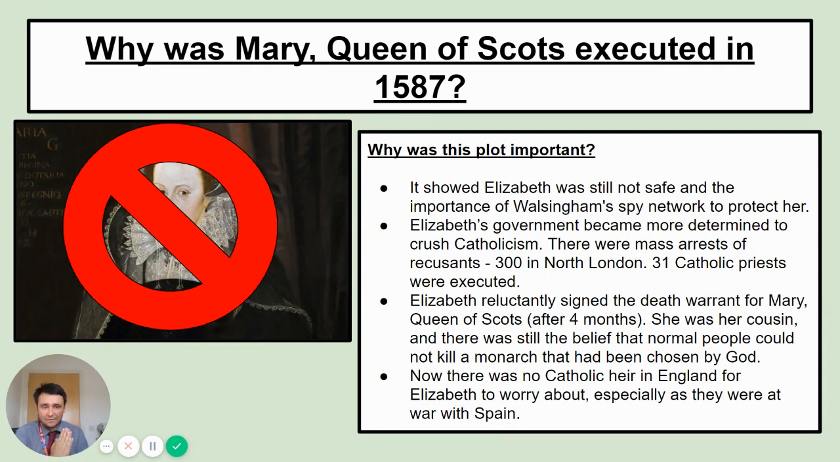And now there was no Catholic heir in England for Elizabeth to worry about. Okay? Especially as at this time England were at war with Spain. There was a fear that Spain could invade England and put a Catholic royal on the throne. They cannot do that now. Mary, Queen of Scots was the only one. Once you've got rid of Mary, Queen of Scots, there is no other English person or Scottish person that you can put on the throne. There's no other leading Catholic. So Elizabeth is trying to save herself here.